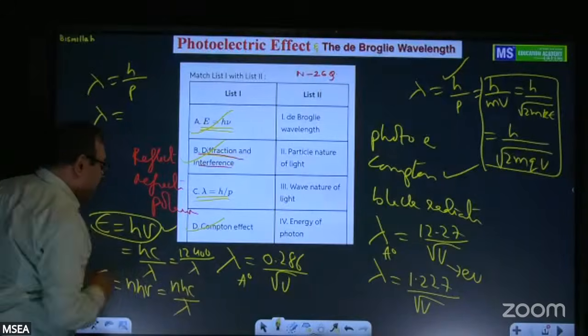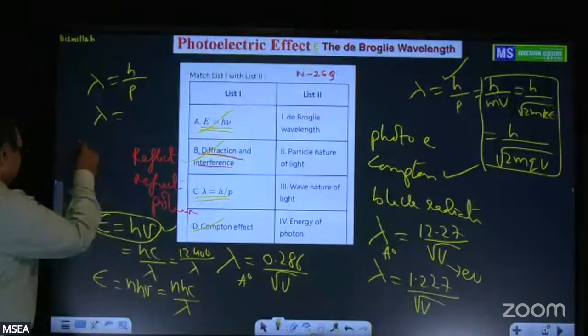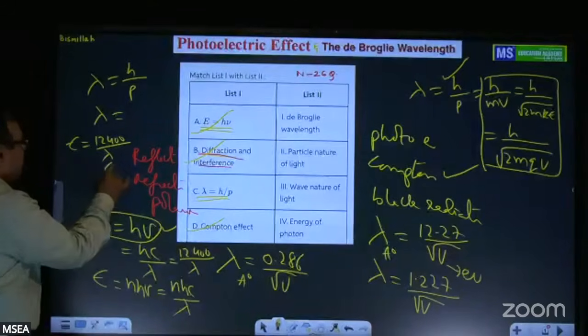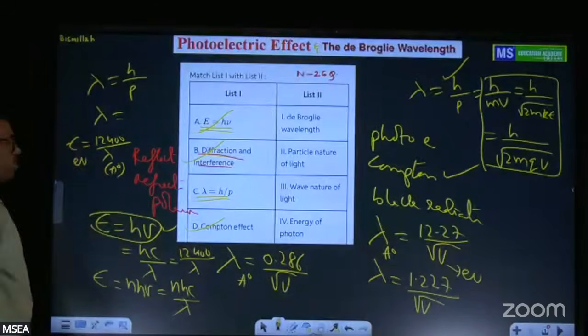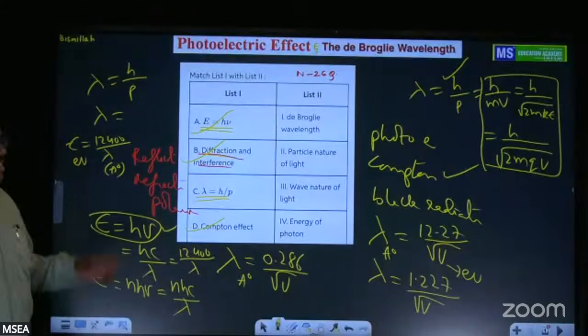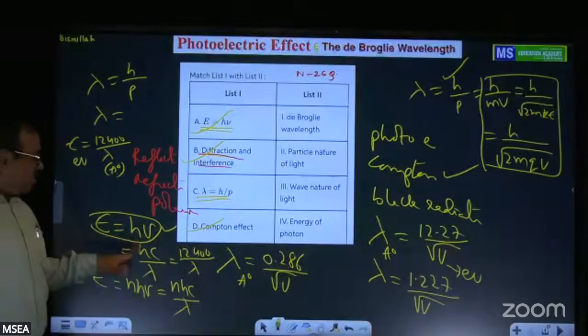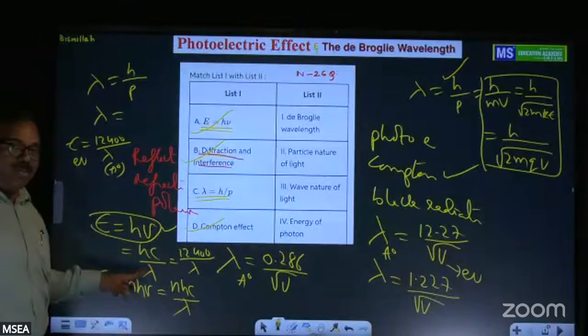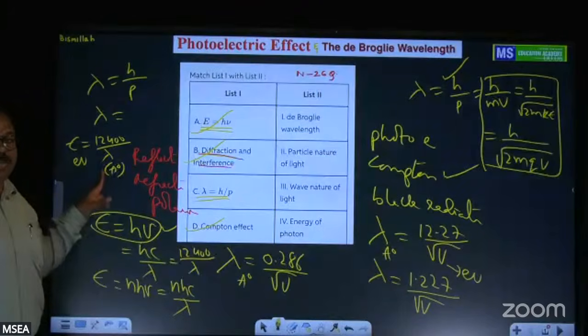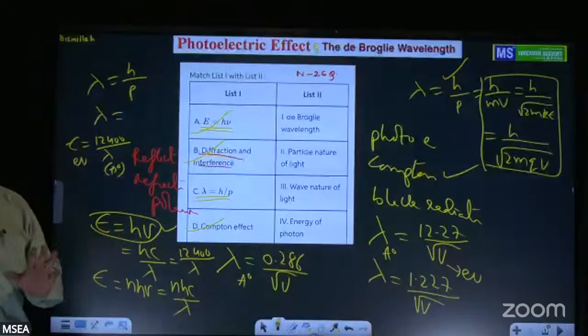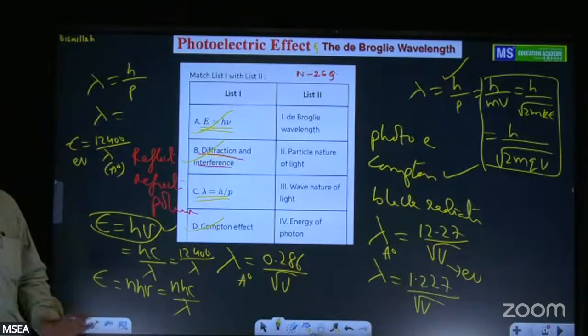12,400 by lambda. So whenever you write E is equal to 12,400 by lambda, this lambda must be in angstrom and the energy should be in electron volts. In the SI system you can take h, c and lambda, or 12,400 by lambda, where lambda must be in angstrom and then energy is in electron volts. We get the energy of the photon.